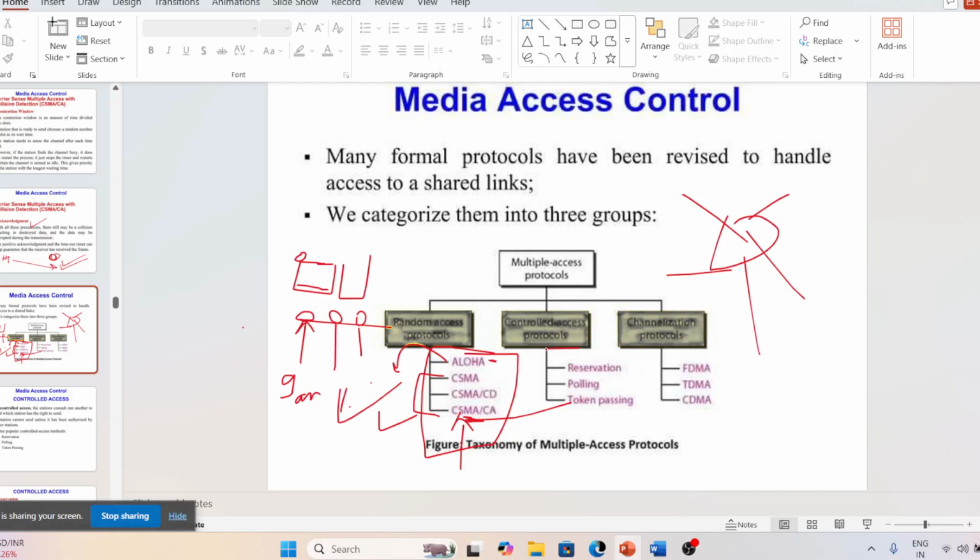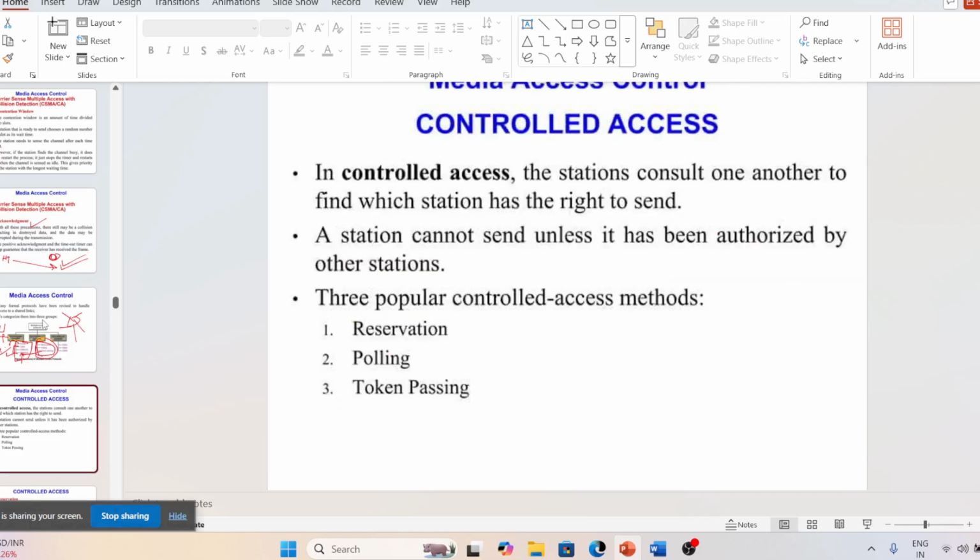But when we are using the control access protocol, we are having the control, and we can say who is going to transmit the data. In this, a station consults others to find which station has the right to send. जिसके पास राइट होगा सिर्फ वही डेटा को ट्रांसमिट करेगा. A station cannot send unless it has been authorized by other stations. So we are having three popular methods here.